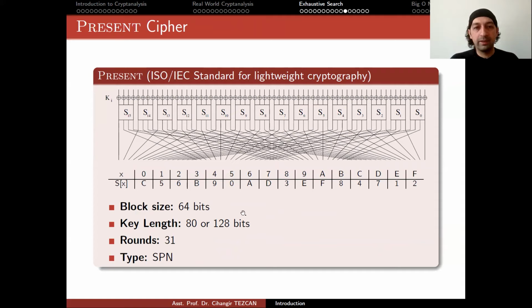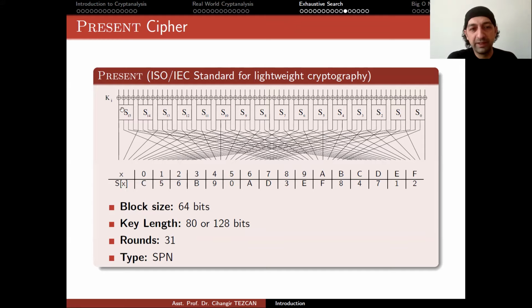So let's look at another example, which we will be working on a lot in this course. It is the PRESENT cipher. This is an ISO standard for lightweight cryptography. It is a very simple design. Block size is 64 bits, so each line in this picture represents a single bit. At the key addition layer, you XOR with your 64-bit round key. Then you perform the S-box operation. This time the input size is 4 bits and the output size is 4 bits. And all of these S-boxes are identical, and the S-box is given here.